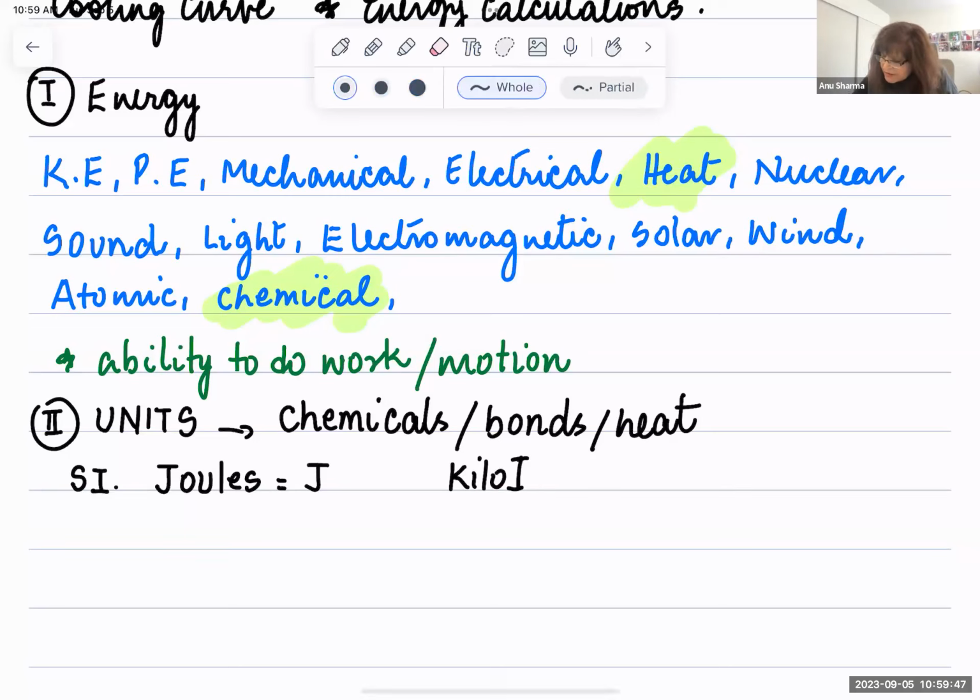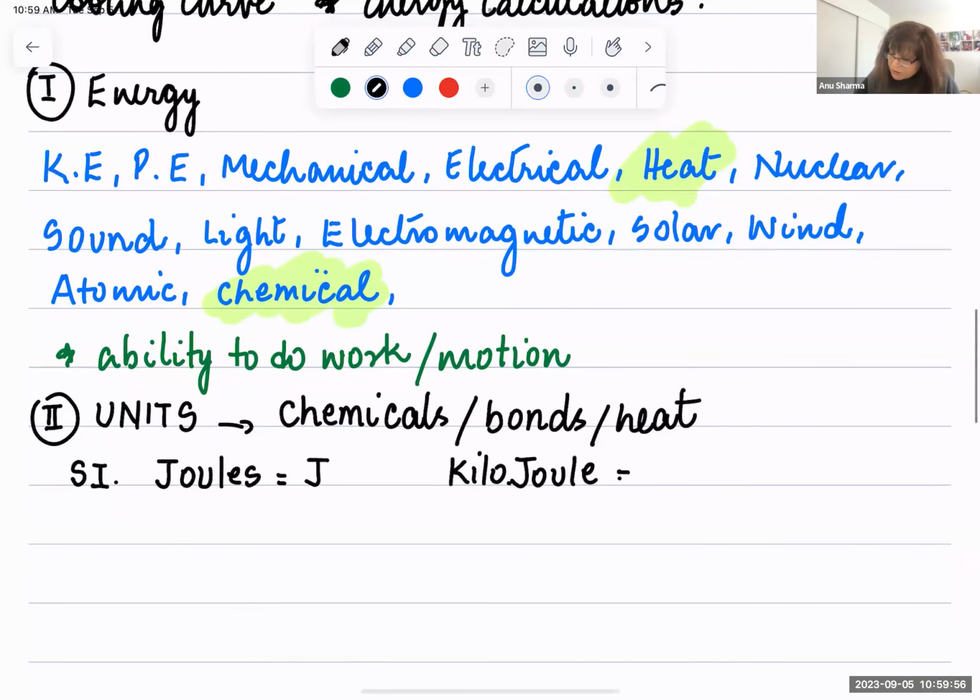In the metric system, joules and kilojoules are related by a difference of 1,000. So how do you write 1 kilojoule? It's a small k and a big J. The relationship is 1 kilojoule is equal to 1,000 joules. That's how you write it.